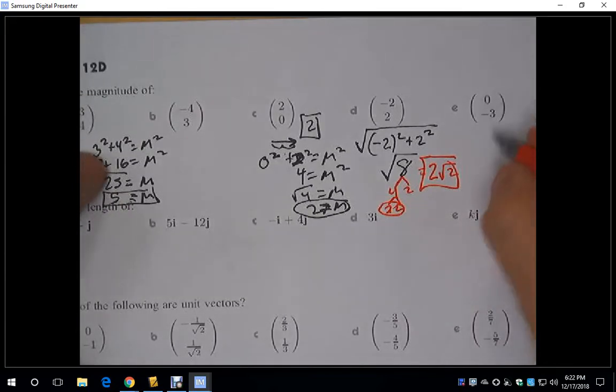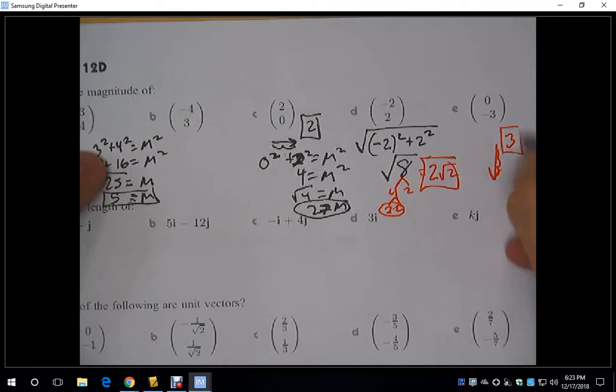This one here, the magnitude: 0 spaces left or right, and 3 spaces down. 1, 2, 3. So our magnitude is going to just be 3.